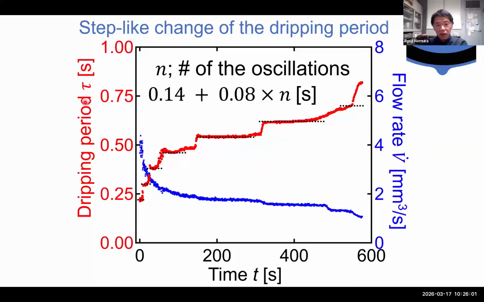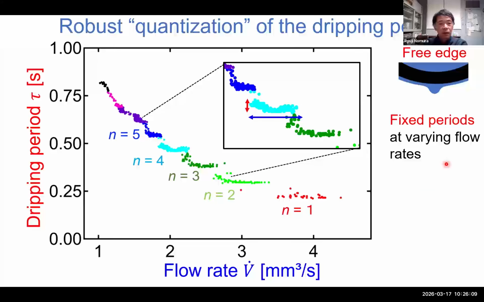And here I show tau as a function of time, but next I show tau as a function of the flow rate. Okay, the dripping period tau as a function of the flow rate. I think this is a more essential plot. And you see, as the flow rate decreases, there is a step-like change in the dripping period. And n corresponds to the number of oscillations.